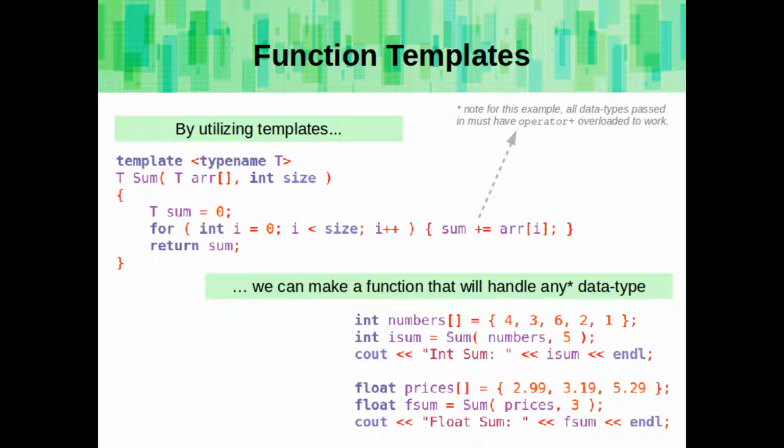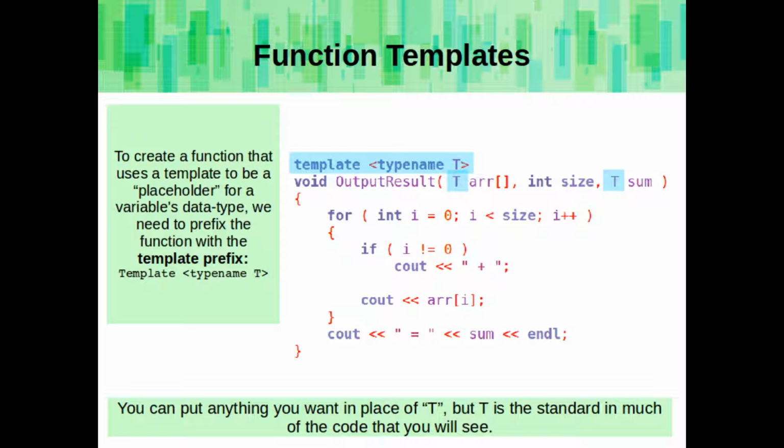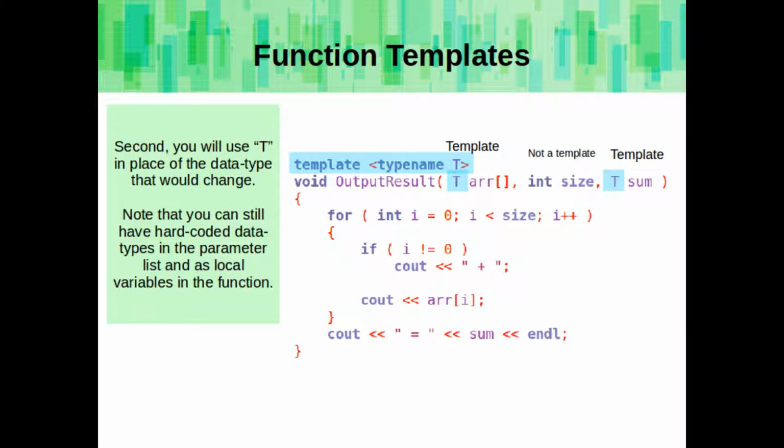By utilizing templates, we can make a function that will handle any data type. To create a function that uses a template to be a placeholder for the variable's data type, we need to prefix the function with the template prefix. You can put anything you want in place of the T, but the T is the standard in much of the code that you will see. Secondly, you will use the T in place of the data type that would change.